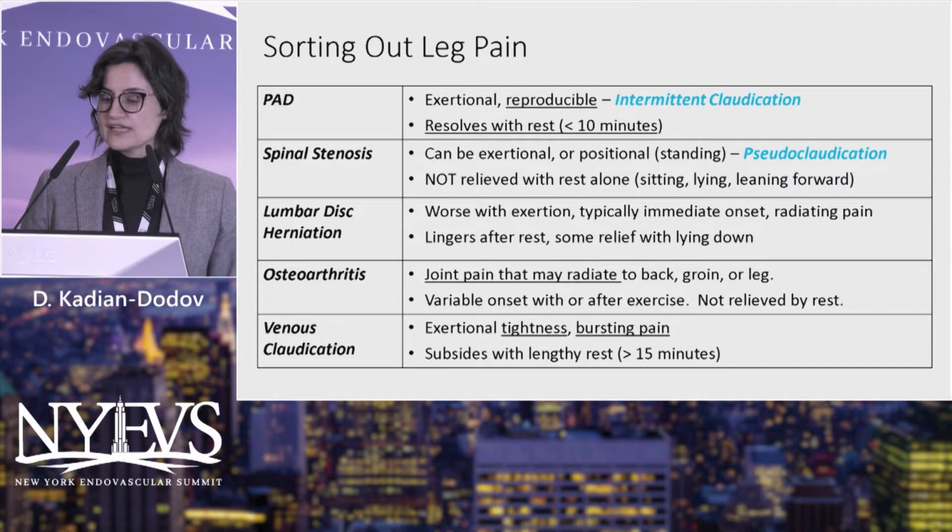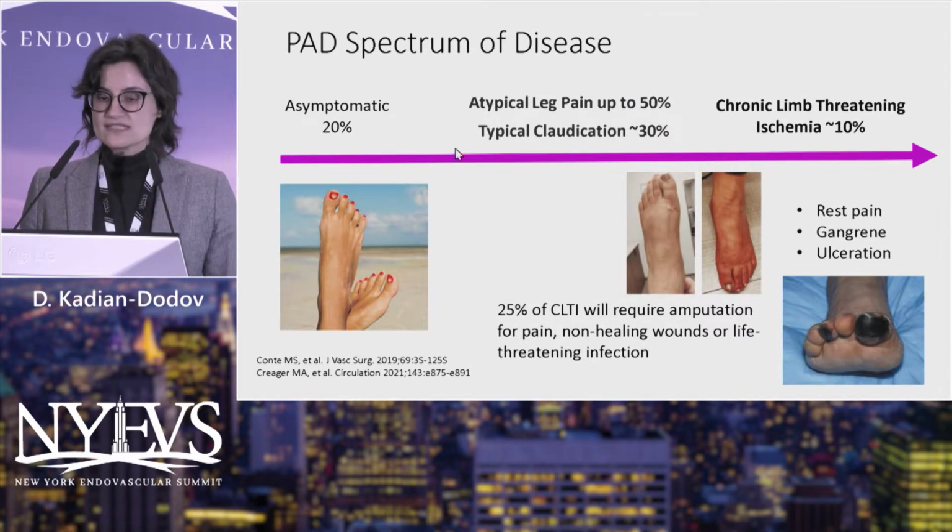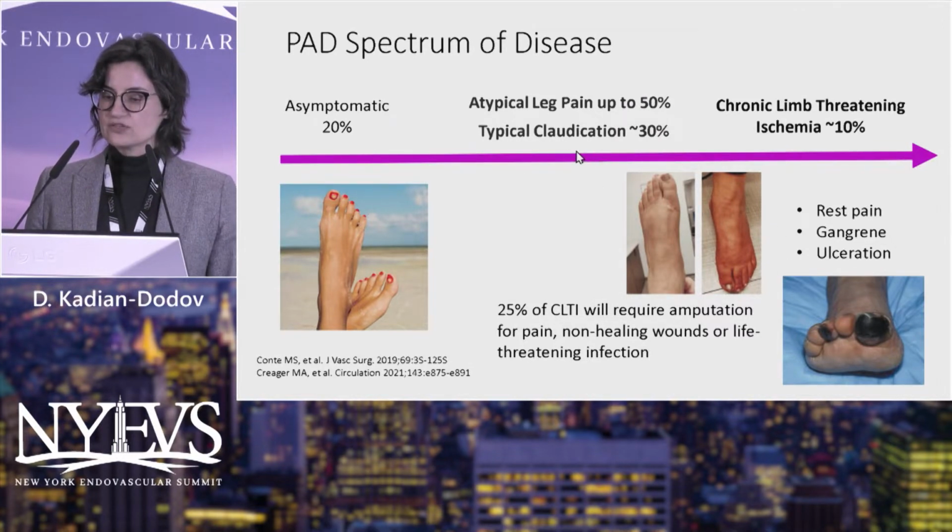Then lumbar disc herniation, typically with some radiating pain, worse with exertion and can linger. Osteoarthritis, joint pain that may radiate. And then venous claudication, which is an exertional tightness or bursting pain that really lasts a long time, often more than 15 minutes. So this is the spectrum of PAD that we're familiar with.